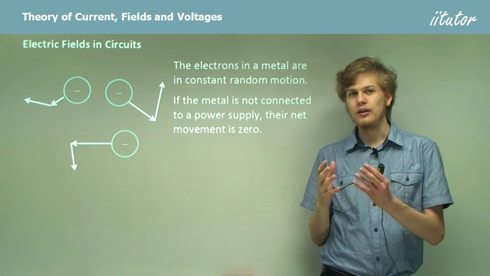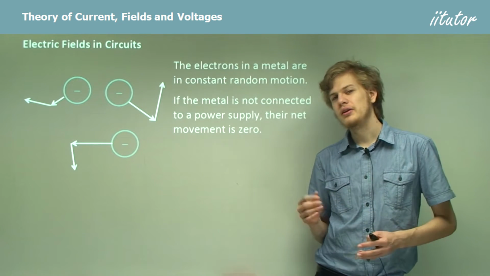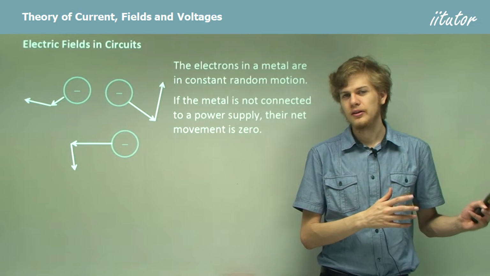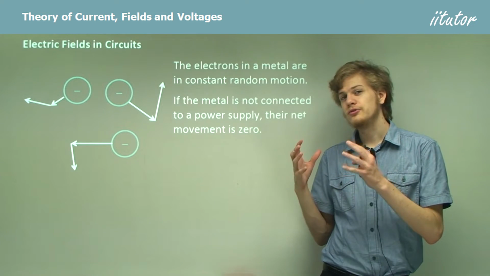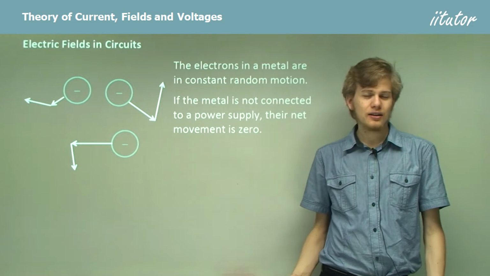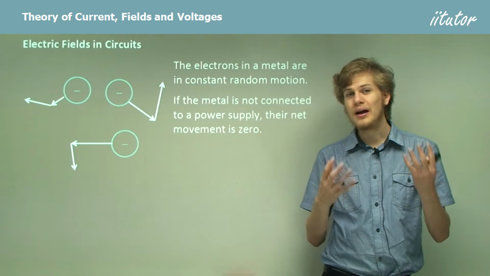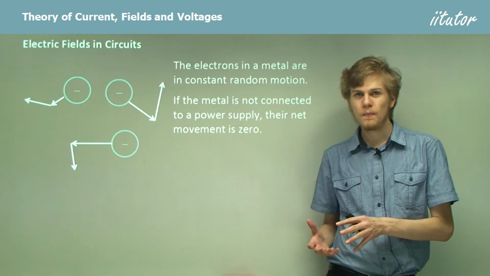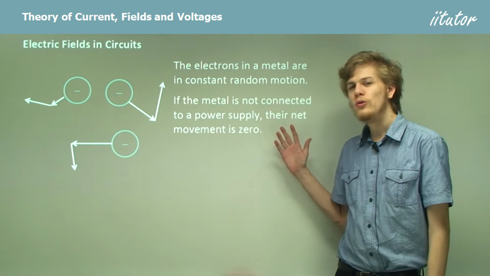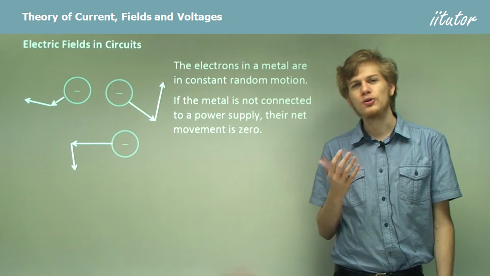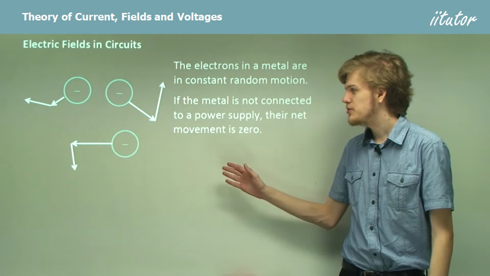For every electron that's randomly moving right, there'll be another electron randomly moving left. If we take all of the electrons as a whole, then any electron going in one direction will be balanced by an electron going in the other direction. So there'll be no net movement of charge and no current through the wire, even though the electrons inside it are moving around.